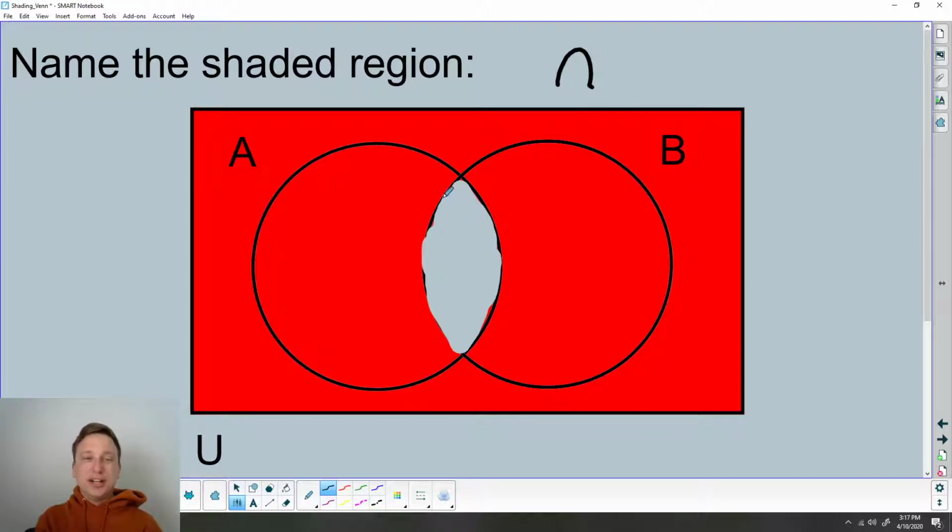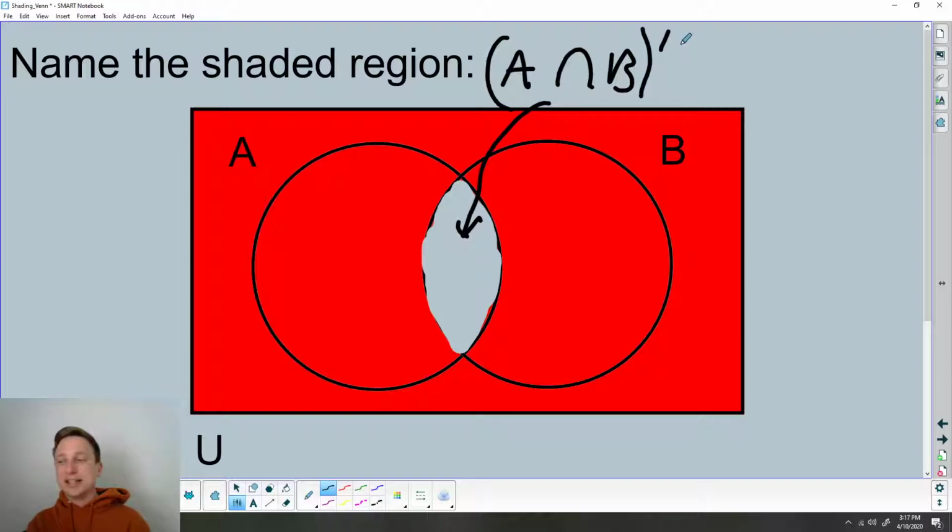So what's going on here is if I think about in words what's shaded, I have everything shaded in A, everything shaded in B except for their intersection or their overlap. So if I want everything except for the overlap, well, if I think A intersect B, that is this region right here. I don't want that region, so I complement it to exclude that region. So A intersect B complement is what we have going on there.